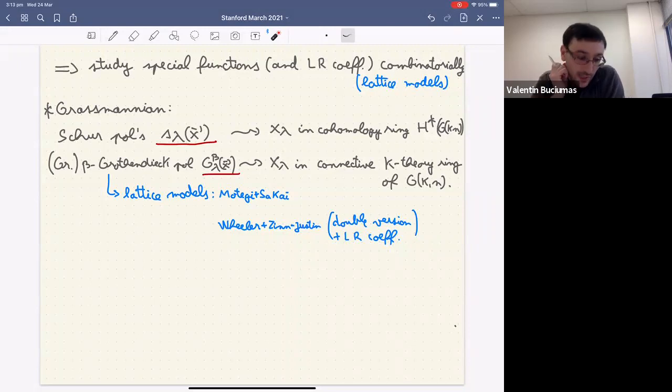Okay. So now let's assume that we have the motivation to study such special functions, and something like this will give us the motivation to study special functions and also their Littlewood-Richardson coefficients combinatorially. And one way to study such objects combinatorially is via lattice models. And this will be the focus of this talk.